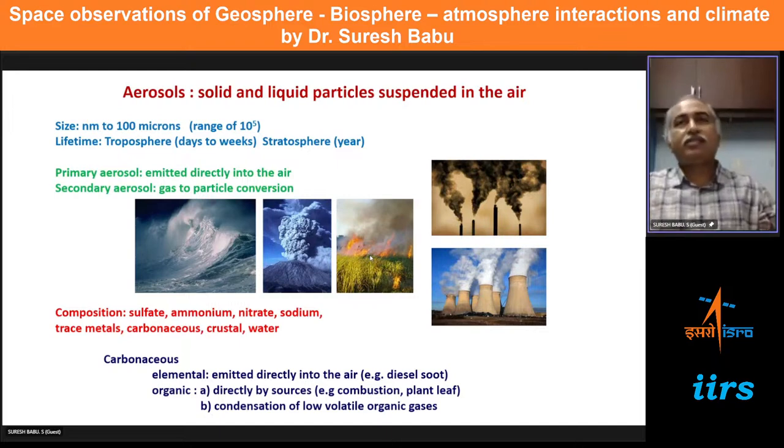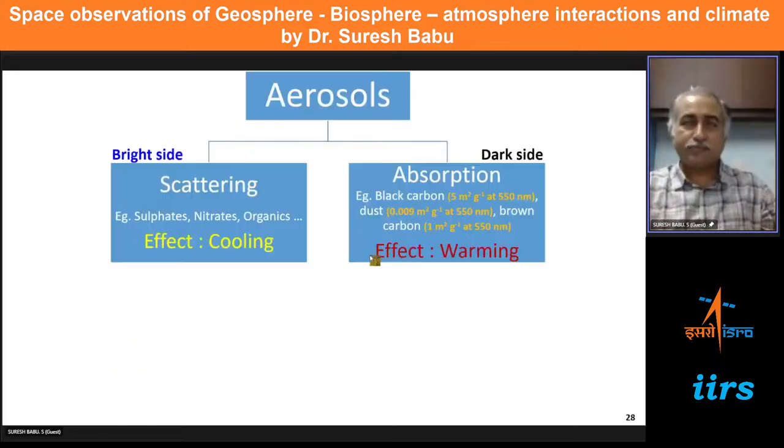So it is very important to understand the aerosols in totality. What are the types of aerosols present in the atmosphere and how they are distributed. So I have mentioned that aerosols are basically of two types, scattering aerosols and absorbing aerosols. Scattering aerosols lead to cooling in the atmosphere, whereas absorbing aerosols lead to warming.